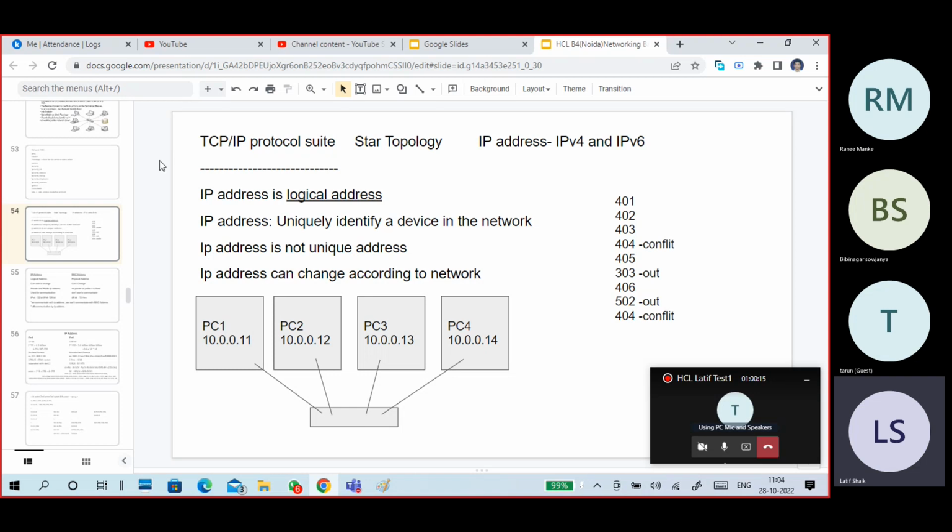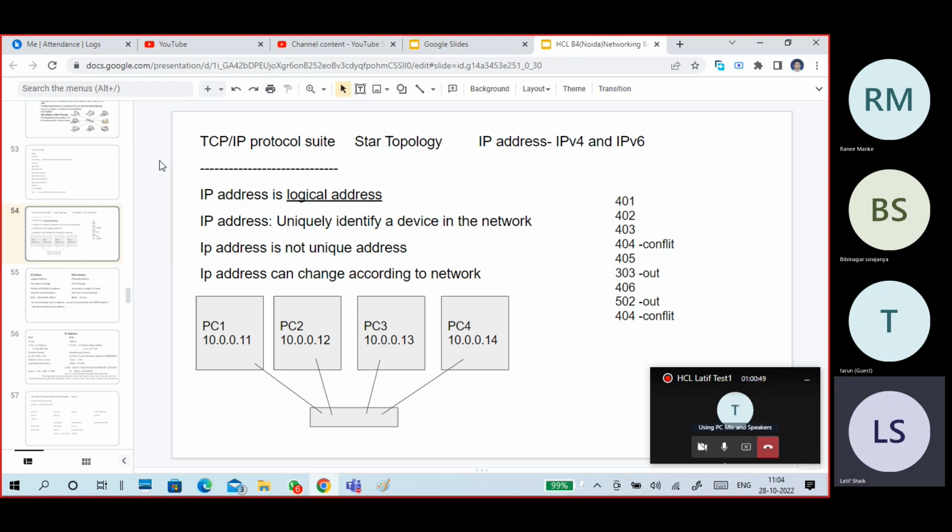Guys, there are a lot of protocol suites like OSI, or maybe IPX, SPX, AppleTalk, that kind of stuff, right? People used IPX, SPX, Novell network, AppleTalk. But generally we are not using any of those protocol suites. We are using the TCP/IP protocol suite. We are communicating in the network and accessing the internet, all through the TCP/IP protocol suite only.